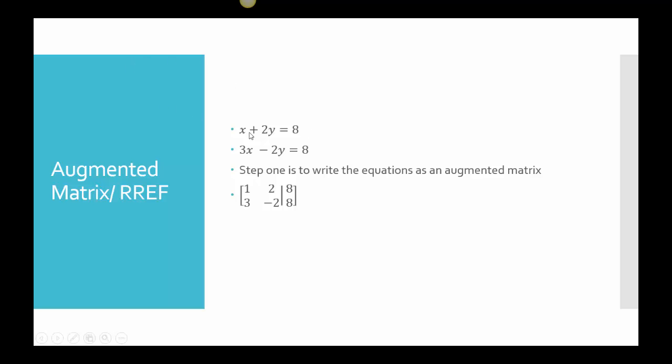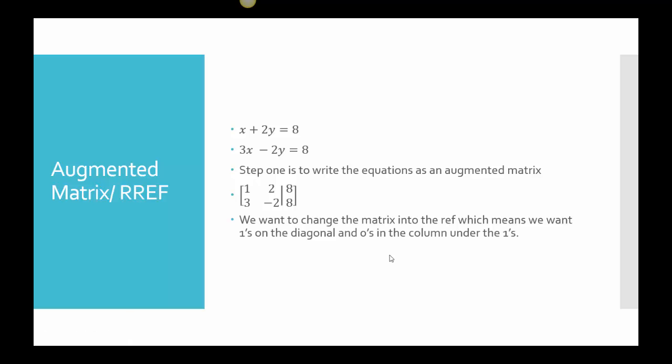So you can see there was a 1 here, so I have a 1. 2 is here, 8 is here. Next row, here's my 3, here's my negative 2, here's my 8. This line just separates. Like, think of it as this is where my equals was. It goes right there. Okay, so step 1 done. Now, what do we want to do? The idea with the REF is I want the diagonals to be 1s and anything underneath it to be a 0. That'll really help us solve. So check off. We're kind of in good shape because we already have a 1 right here.